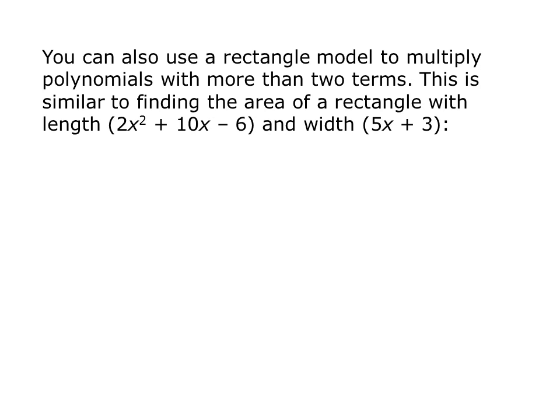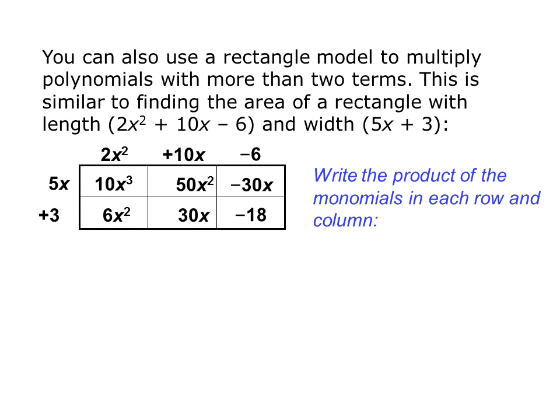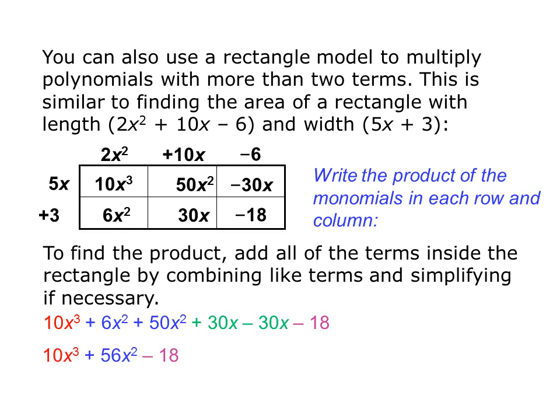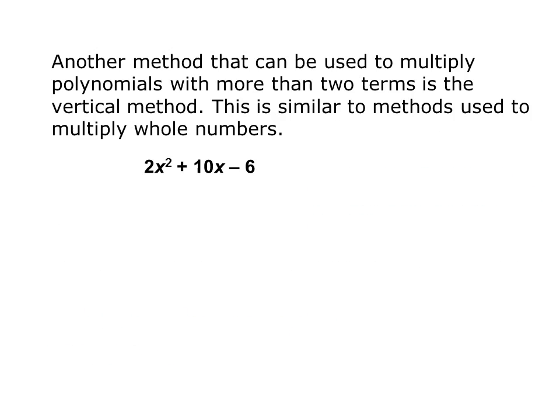Moving on. You can also use the rectangular model to multiply polynomials with more than two terms. This is similar to finding the area of a rectangle with the length 2x squared plus 10x minus 6 and the width 5x plus 3. Here we go. Look at this one. Straightforward. Just multiply the left by the top, the length times width. And then you combine everything that's inside it. And remember, don't forget to combine like terms. And that's your final answer.